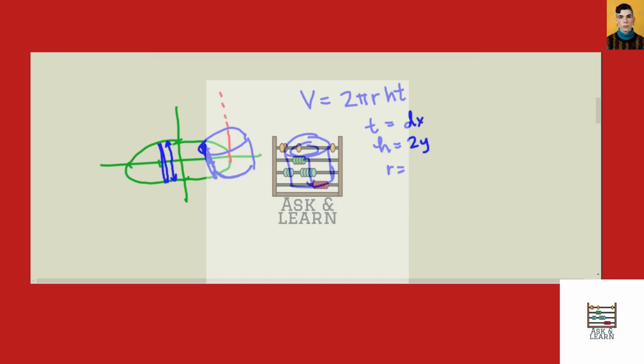And then r is the radius of the shell. So r is from the axis of rotation out to here. So the axis of rotation, remember, is 2. And then this is some x value. So that radius is 2 minus x. All right, and then remember we solved for y and we got plus or minus the square root of 1 minus x squared over 4. So that's what's going to go here.